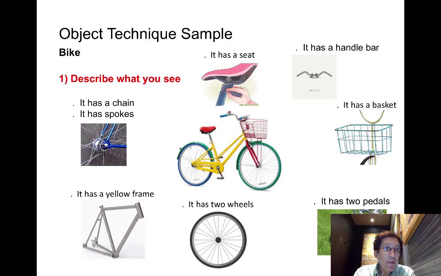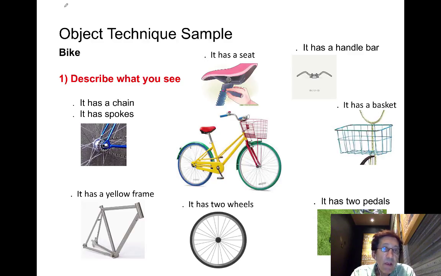So I see a seat, right? It has a seat. The object has a seat. It has a handlebar, right? I'm going clockwise. It has a basket. It has 2 pedals. It has 2 wheels. It has a yellow frame. It has a chain. It has spokes.